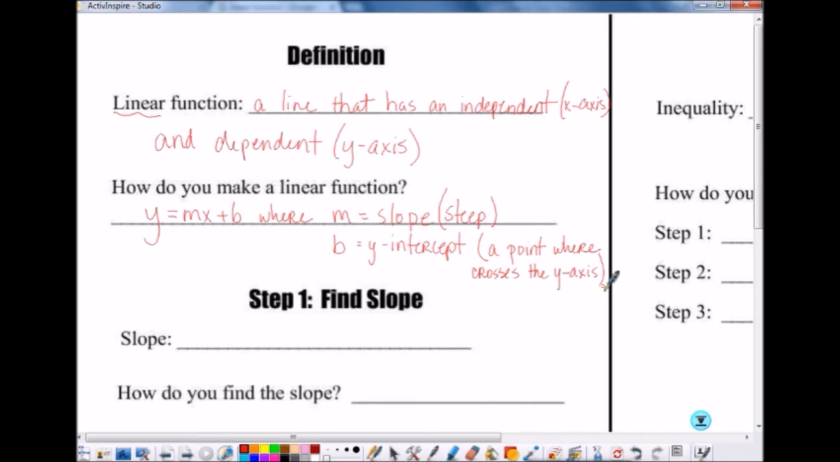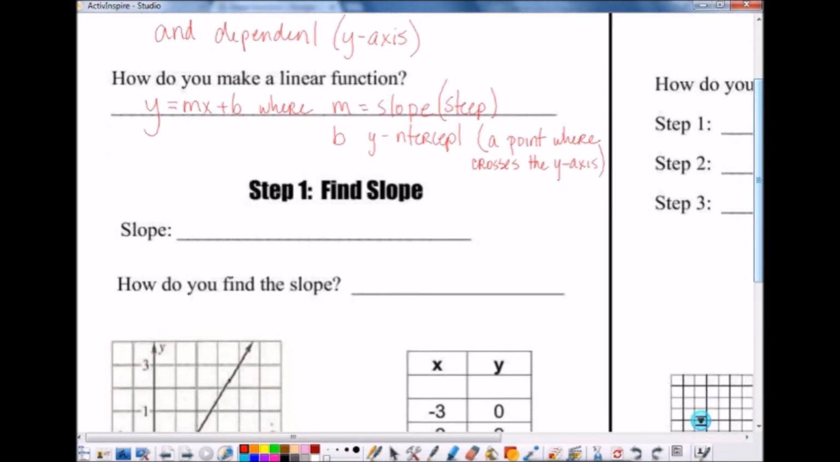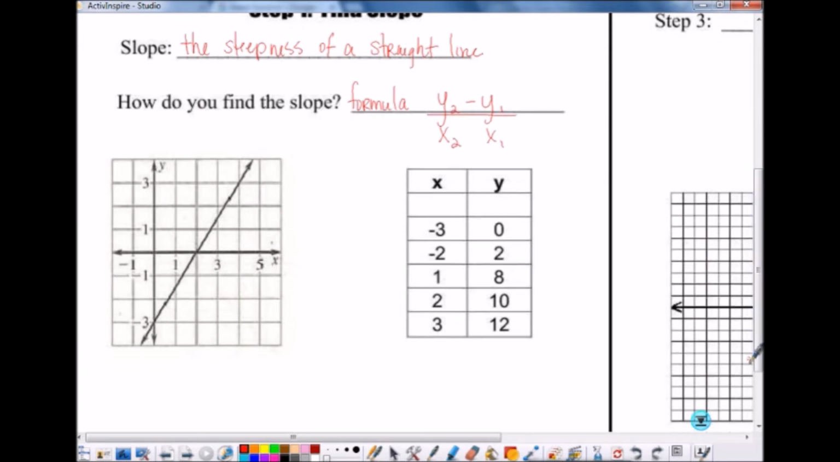So step 1, to any linear function, you have to find the slope. Do you remember what slope means? That's right. It is how steep a line is. So it's the steepness of a straight line. So do you remember, how do you find the slope? That's right, you use a formula. So the formula we're going to be using, and it will also be on your formula chart, y2 minus y1 all over, that's a fraction bar, x2 minus x1. So let's look at two different examples and let's find the slope in these two examples.